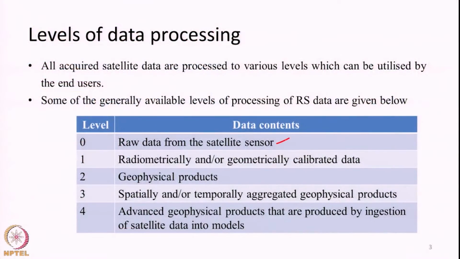First, we will understand the basic levels of data processing. First is level 0, the raw data from the satellite sensor. Whatever is coming in from the satellite, people call it level 0. It will normally not be shared with the user, because as I told you, it contains not only the data about earth, but also information about the spacecraft itself, and it has to undergo various error corrections, calibration and so on. So normally level 0 data will not be shared with users; it is the raw data received from the satellite.